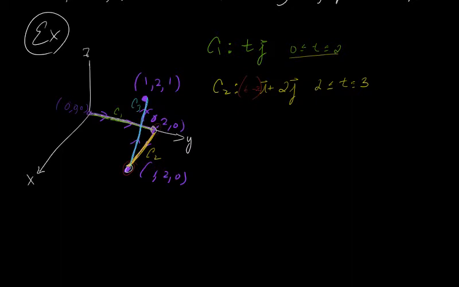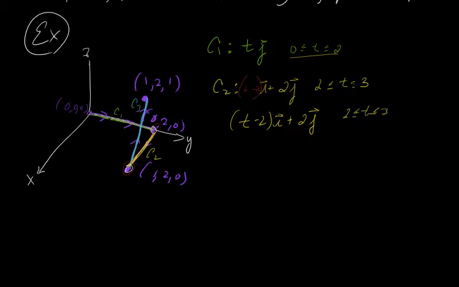So if I've got t minus 2 in the i direction plus 2 in the j direction, when t is 2, I get 0i, 2j, 0k, so that's the point 0, 2, 0. If t is 3, I get 1i plus 2j plus 0k, which takes us to the point 1, 2, 0. So it looks like this is going to work out very well for this one. So we've got t minus 2 in the i direction plus 2j for 2 less than or equal to t less than or equal to 3.